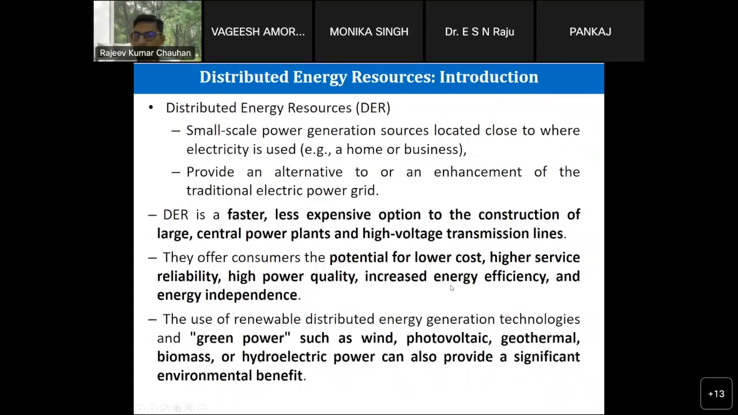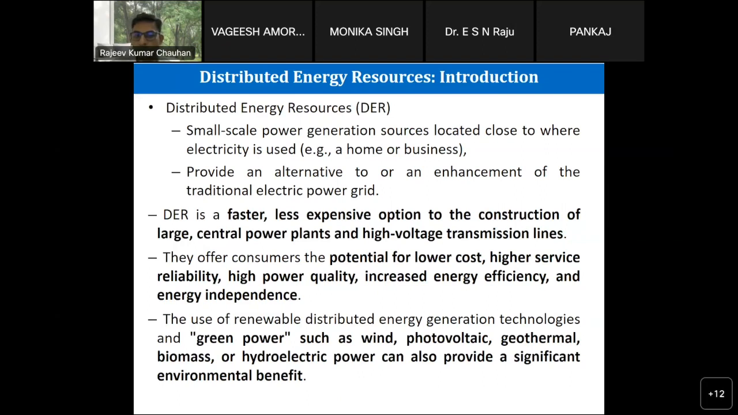Coming to distributed energy resources, as I mentioned, it is small scale power generation that is mainly located close to where the electricity is used, nearer to the home or business. So it provides an alternative to centralized power generation. Why we are moving towards DER is that it is a faster, less expensive option. When we see conventional generation, if you want to build a larger 500 megawatt or 1 gigawatt power plant, we have to spend a lot of money and a lot of effort. However, when we want to install small scale power generation, it will be much faster and less expensive as compared to the central power plant.